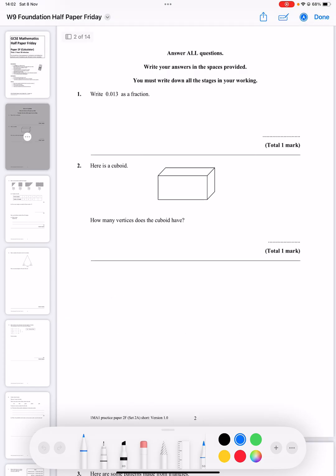Question 1. Write 0.013 as a fraction. We're going to use our calculator for this one. We type in 0.013 and then press execute. 13 thousandths.